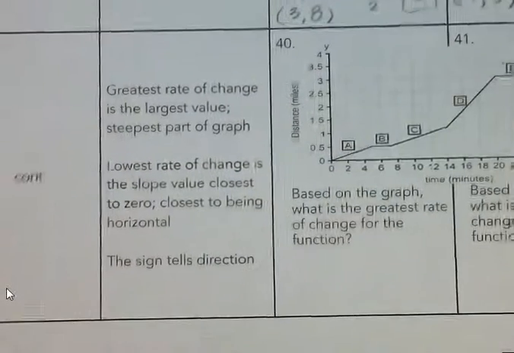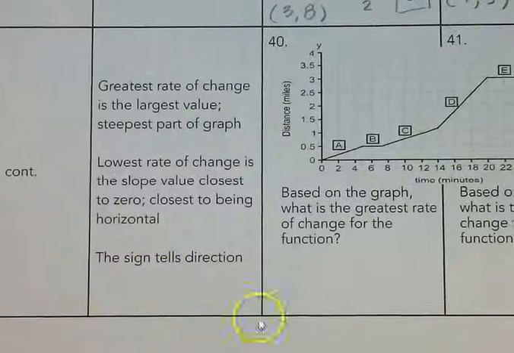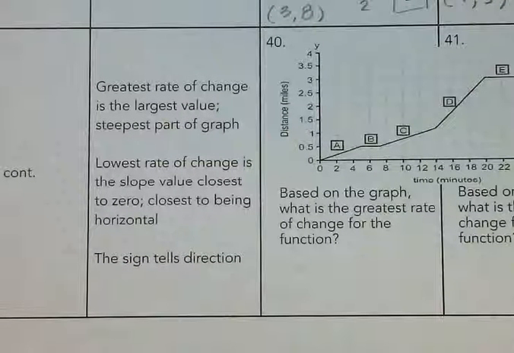All right, moving on, same idea, just continued. When we talk about the greatest rate of change, we're looking for the largest slope, which is going to be the steepest part of the graph. And then the lowest rate of change is going to be the slope that's closest to 0, because remember, the slope of 0 is a horizontal line. So the closer it gets to being horizontal, the closer it's getting to 0. So that's going to be our lowest rate of change. We don't need to worry about the sign, because the sign tells us the direction. So it's going to tell us whether the slope is positive or negative. So that doesn't affect the value of it.